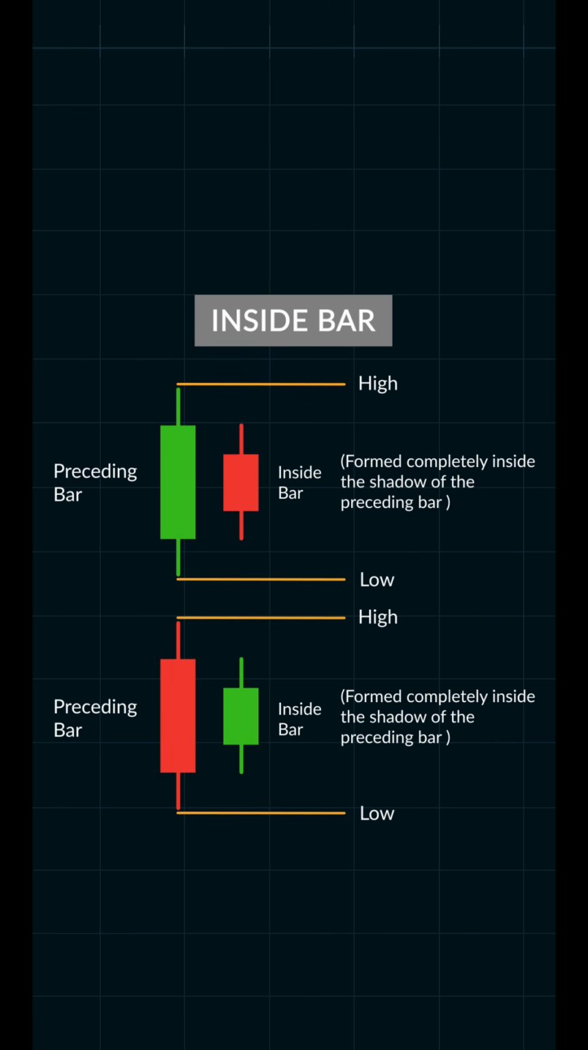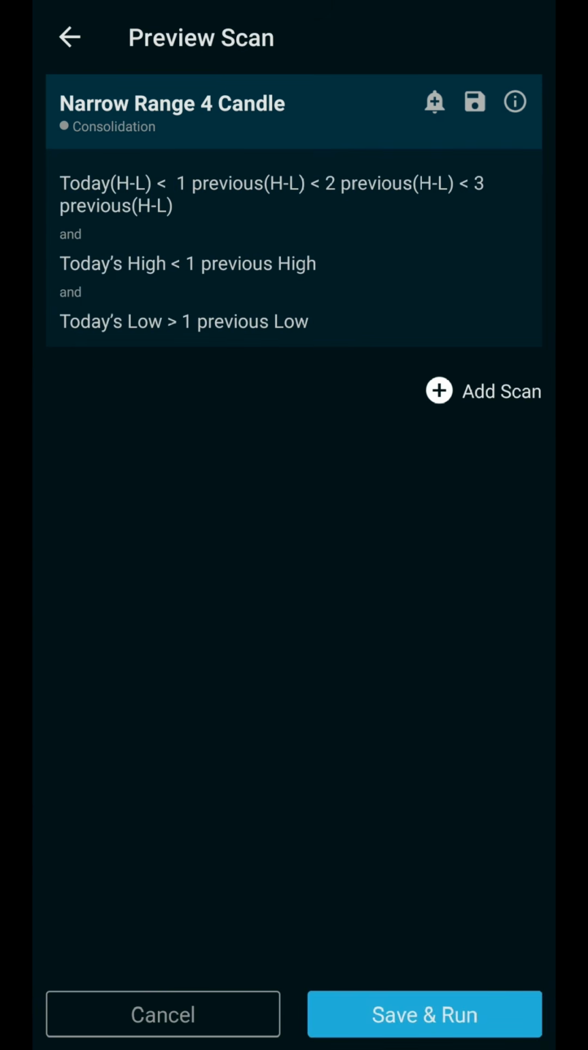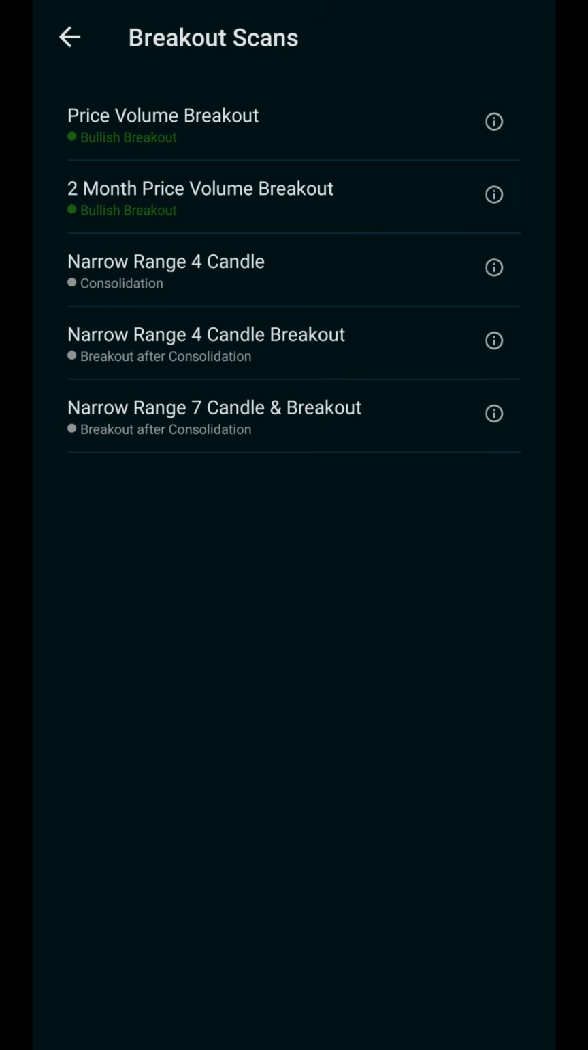We think the probability of the narrow range expansions are much higher when the bars are also an inside bar. So we have set this condition into this trade, a narrow range 4 candle.